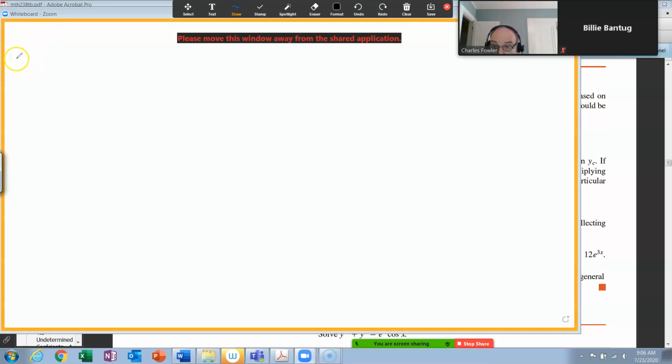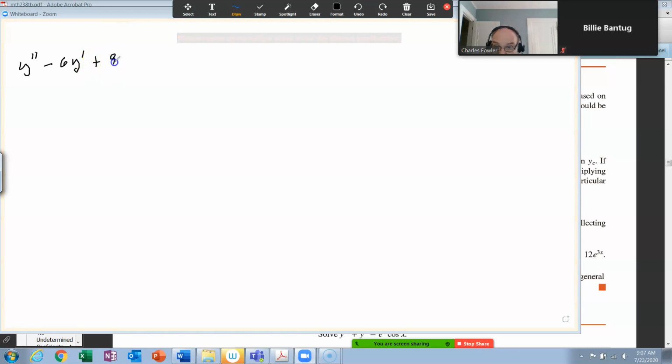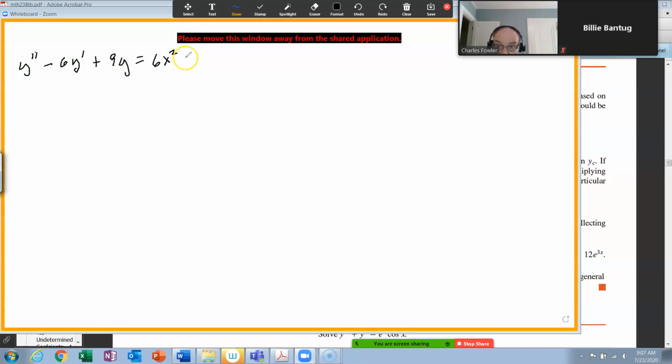Okay, here we have y double prime, higher order. See, I have to write slowly or the pen skips. Minus 6y prime, or it gets really jerky, plus 9y is equal to 6x squared plus 2 minus 12 e to the 3x.